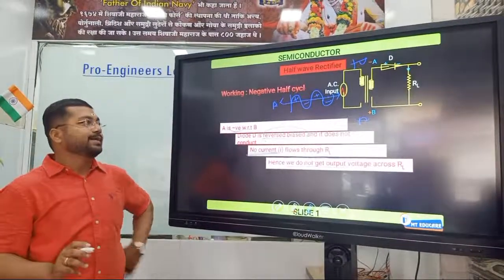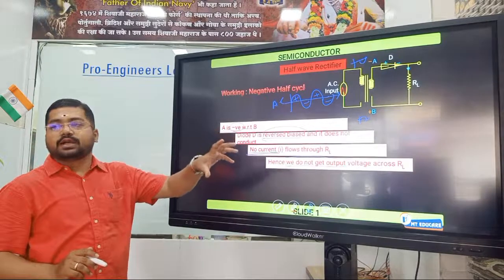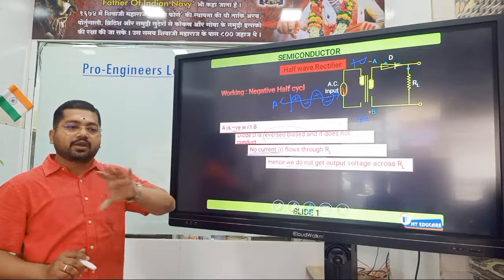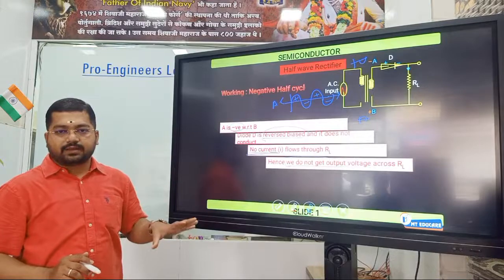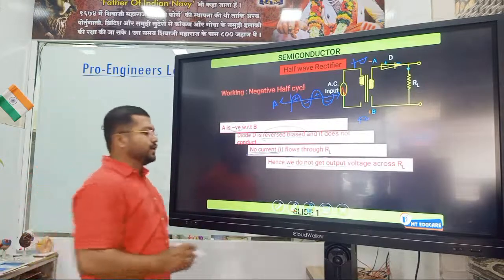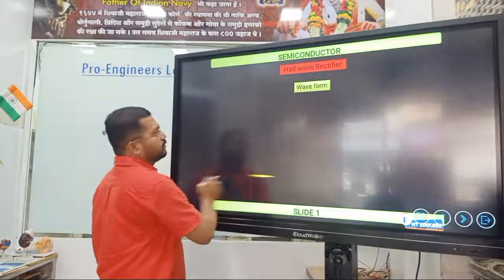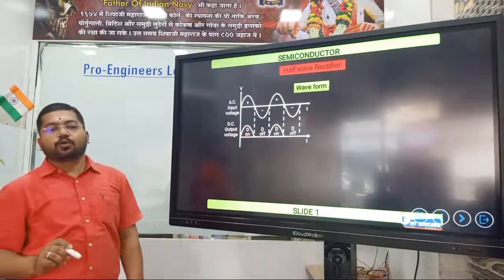And that is why when the diode is in forward bias, it only conducts for the positive half cycle. It will not conduct for the negative half cycle. It only conducts at the positive half cycle. So yes, this is what the output waveform looks like.